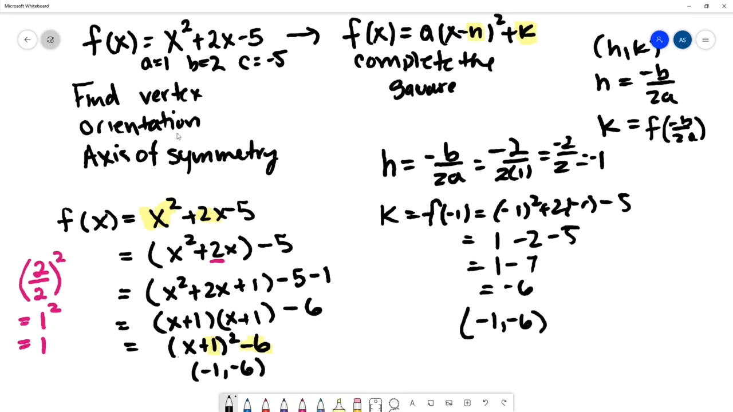We also want to find the orientation of this parabola. And to find the orientation, we just need to focus on the coefficient of your x squared term, a. Anytime a is positive, you have an orientation that's up. And anytime a is negative, your orientation is down. So here a is 1, so our parabola will open up.